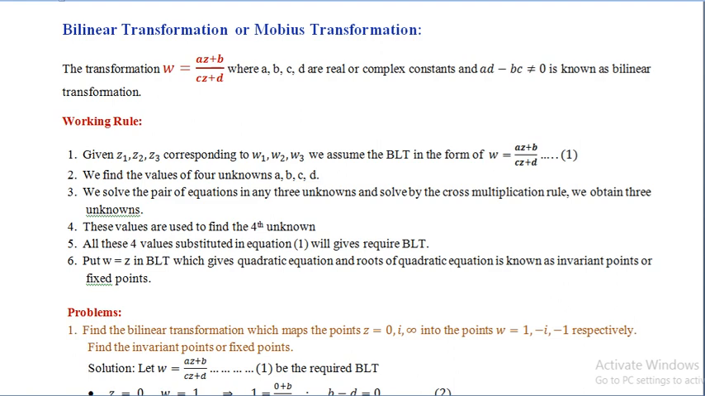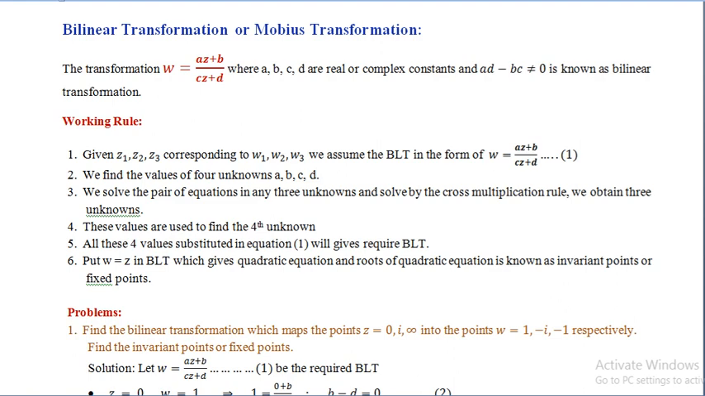Then fourth point, we substitute the values of A, B, C and D in equation number 1, that is, W equal to (AZ plus B) by (CZ plus D). Substituting all four values in equation number 1 gives the required bilinear transformation. So this is about bilinear transformation.